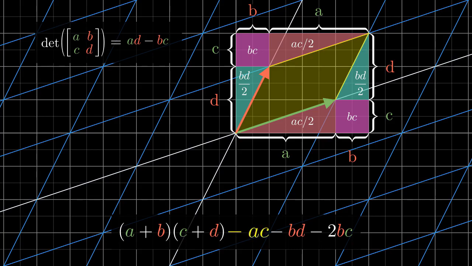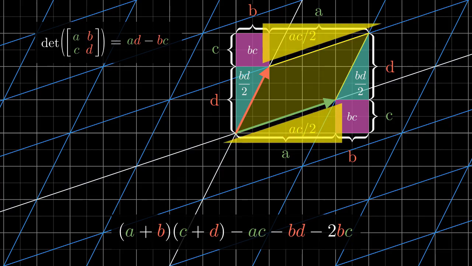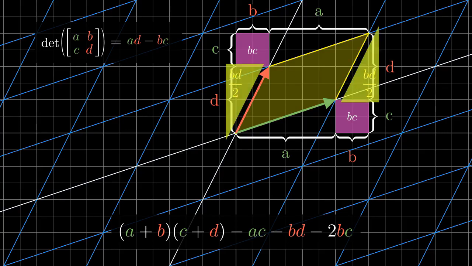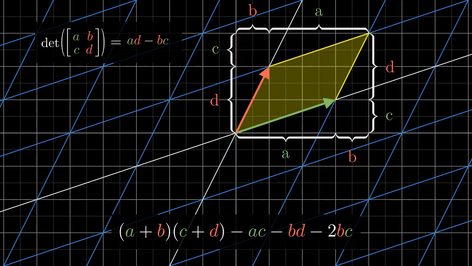Next, the term a times c is subtracted from the spanned area. This represents removing a rectangle with side lengths a and c. In the diagram, this corresponds to removing the two maroon triangles. After that, the term b times d is subtracted. Doing so removed the two teal triangles from the diagram. And finally, the term 2b times c is subtracted, which takes away the two rectangles in opposing corners. The area that's remaining afterwards is that parallelogram that we wanted.